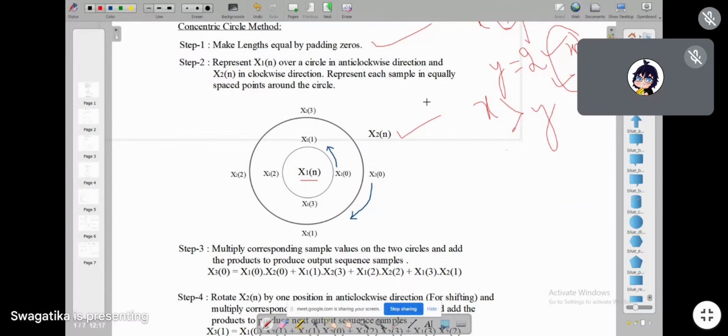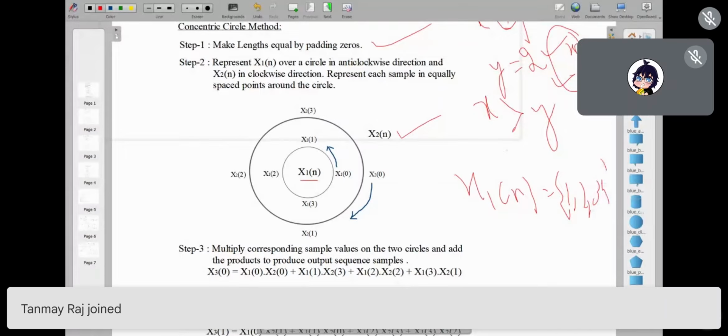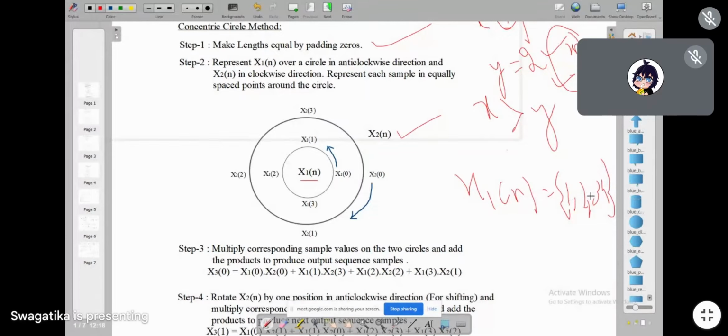So what you have to do is, suppose there are 4 samples. Suppose x1 of n equals 1, 2, 3, 4. If there are 4 samples, then you will mark 4 equally spaced points on the periphery of the circle. Yes or no? Are you getting my point?